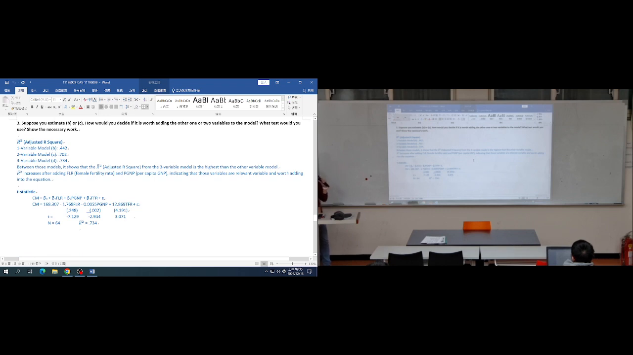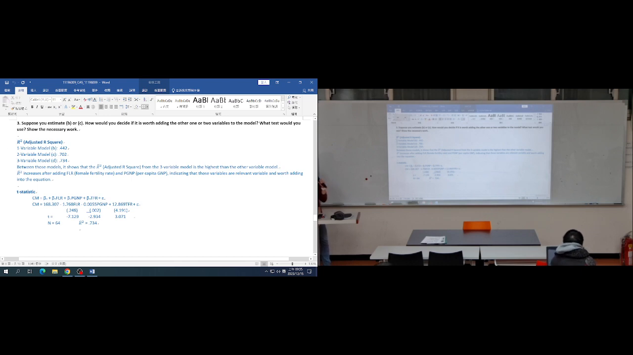And the third question: suppose you estimate B or C, how would you decide if it is worth adding the other one or two variables to the model? What tools would you use? Show the necessary work. The first one, we are comparing the adjusted R square.